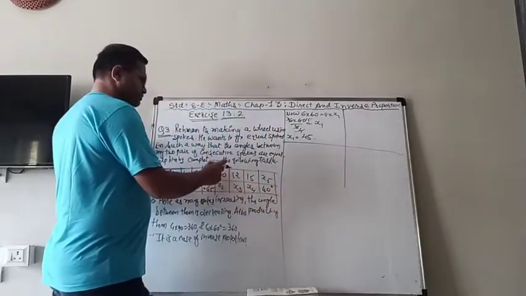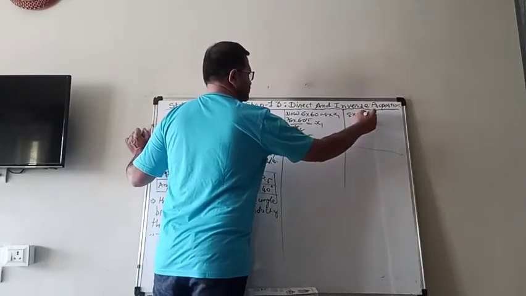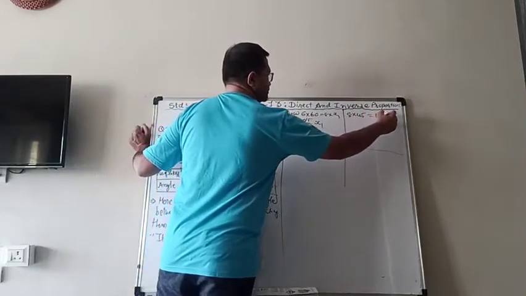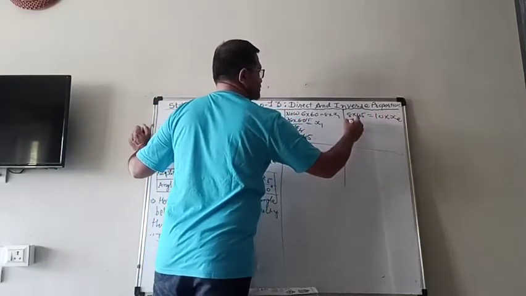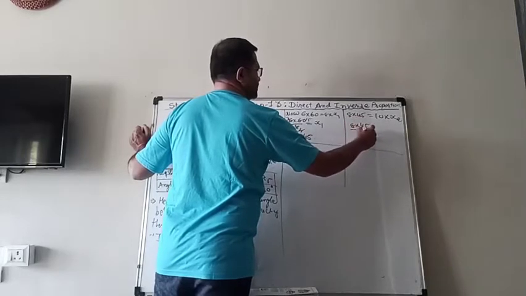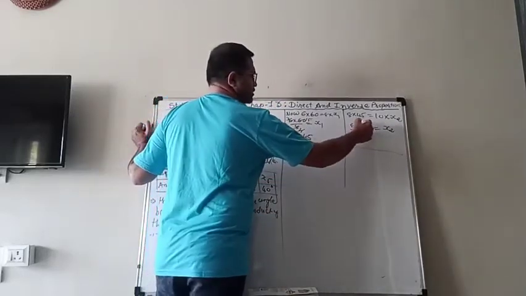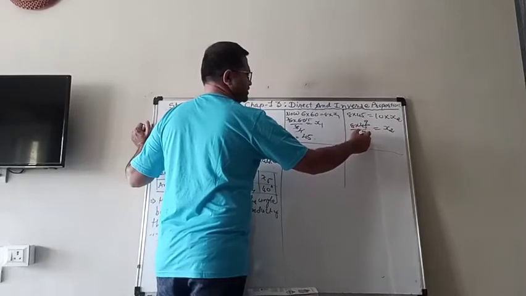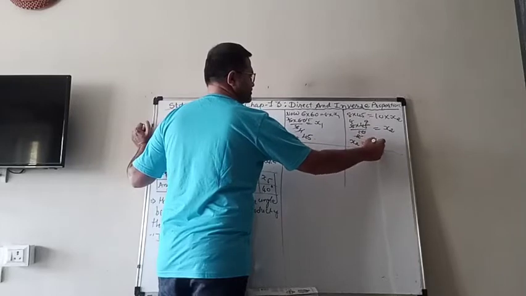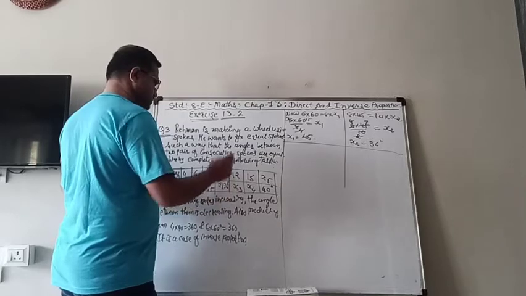Then you can take this one. 8 multiplied by 45 is equal to 10 multiplied by x2. So 8 multiplied by 45 upon 10 equals x2. 9 5s are 45, 2 5s are 10 and 2 4s are 8. So x2 is equal to 9 4s are 36. So here answer is 36 degree.